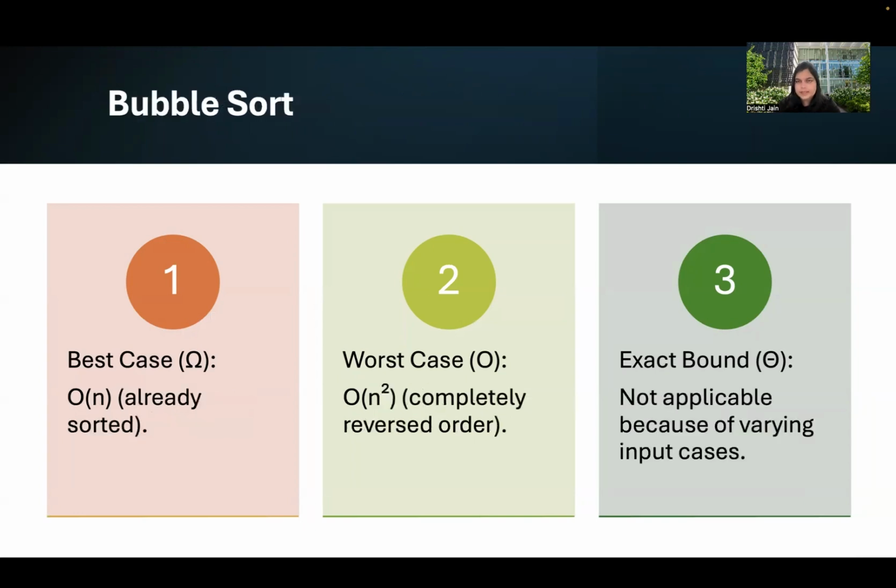And for another example, instead of searching, let's go to sorting. The best case will be if it is already sorted, which is O of n. If it is completely reverse sorted, everything is in the opposite direction, and that's the worst case scenario for bubble sort. In that case, the complexity is n squared, where n represents the number of elements. And the exact bound is not actually applicable because of varying input cases.